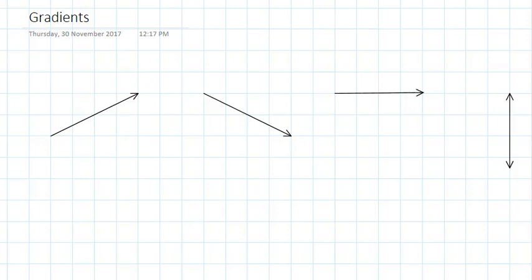In this video, we're going to look at gradients. So a gradient or slope of a line is the measure of how steep it is. So let's look at the first one. The first one is a positive gradient because it goes from left to right, up. The second one is a negative gradient because from left to right, it goes down.